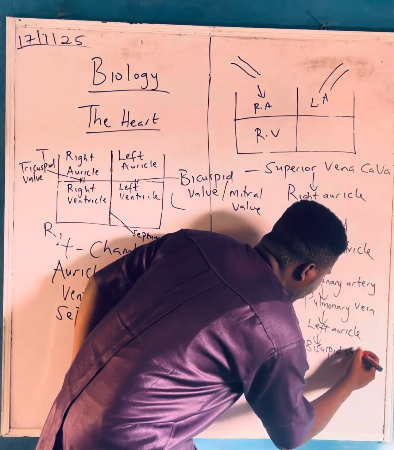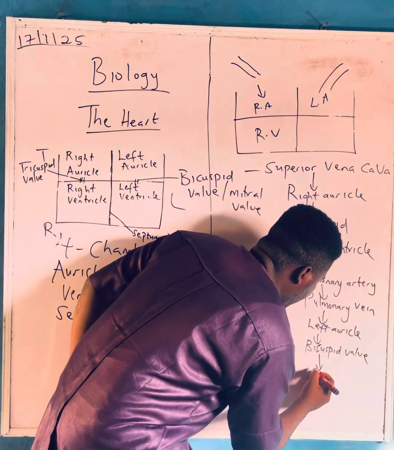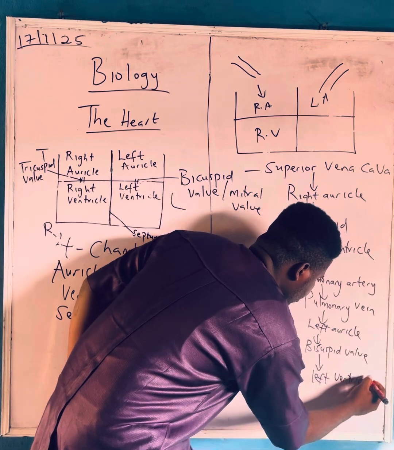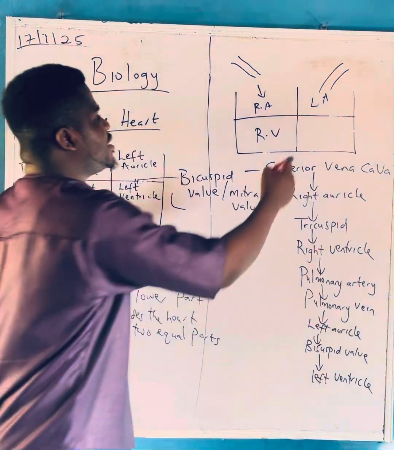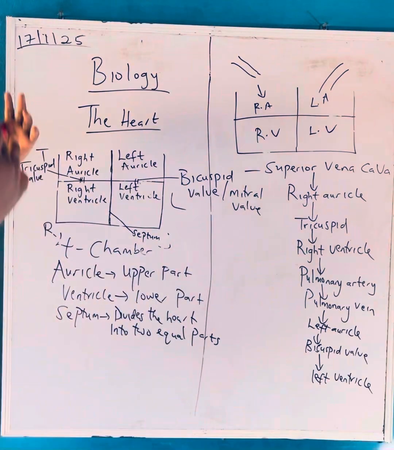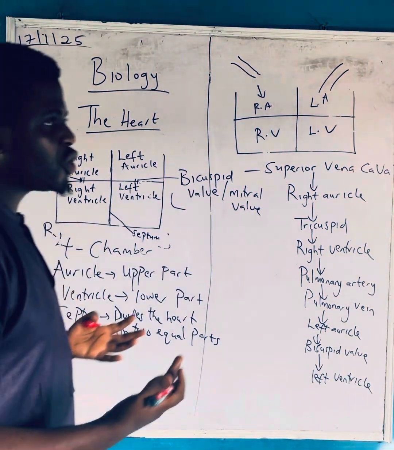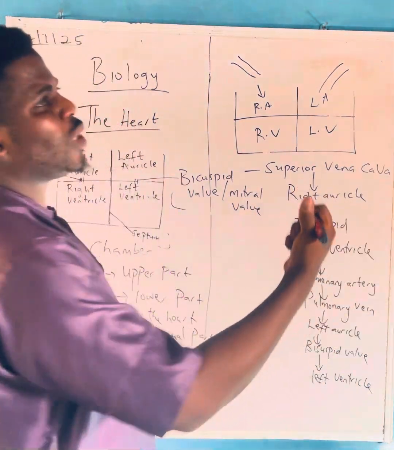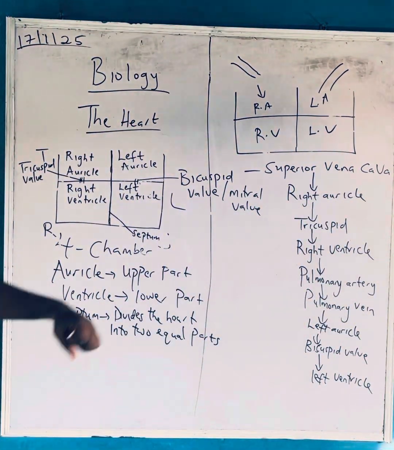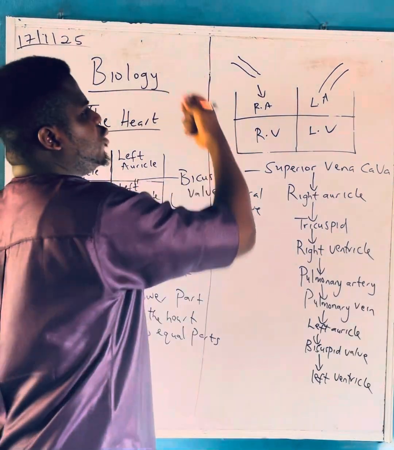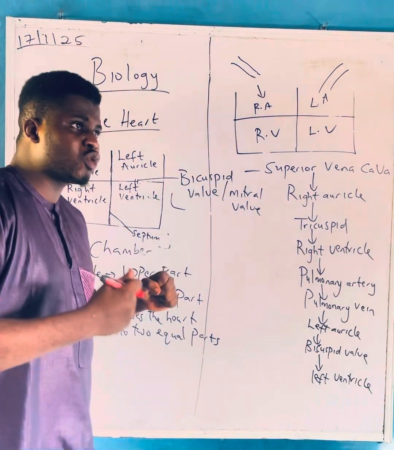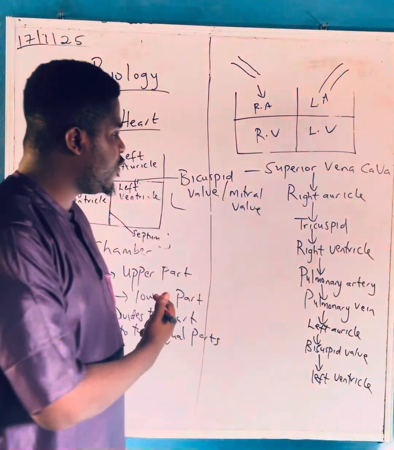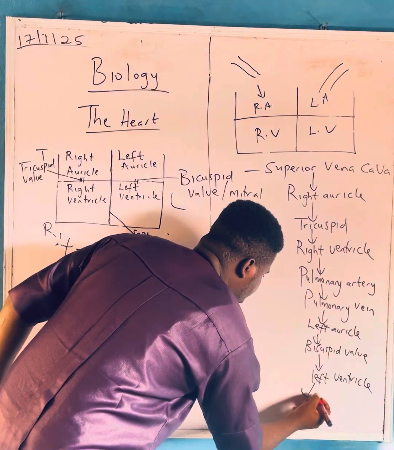then to the left ventricle. And when the blood has reached this left ventricle, there is something we should know about it. The left ventricle is the strongest and the most muscular part of the heart. So the left ventricle will push the blood away from the heart through the aorta.